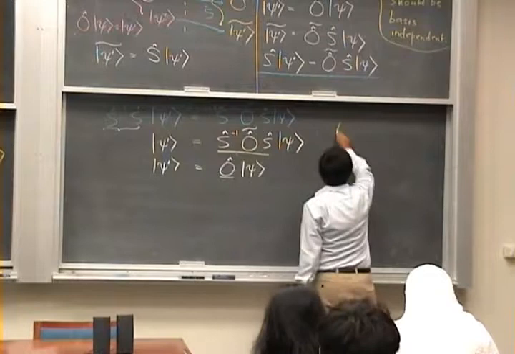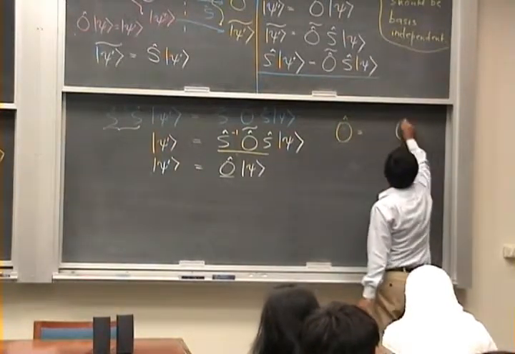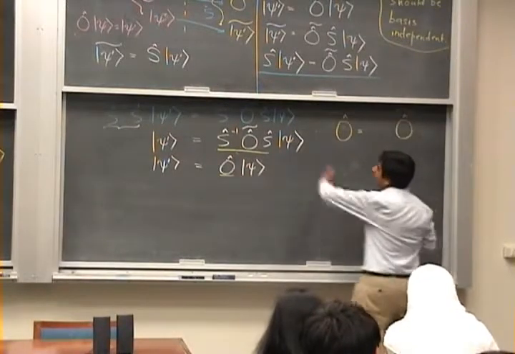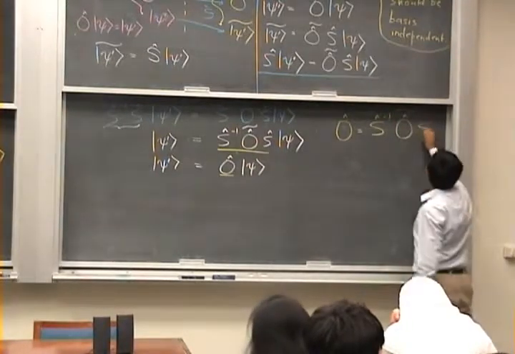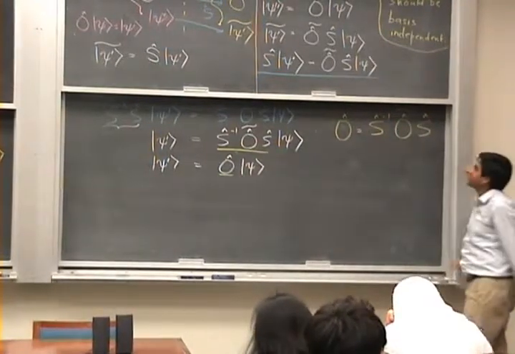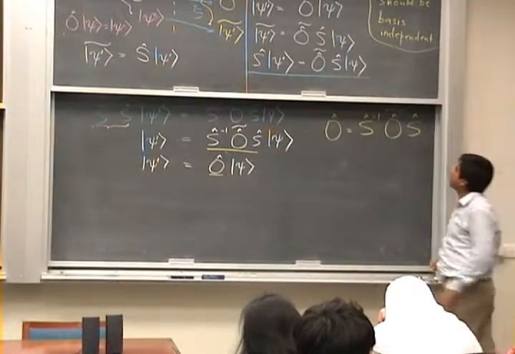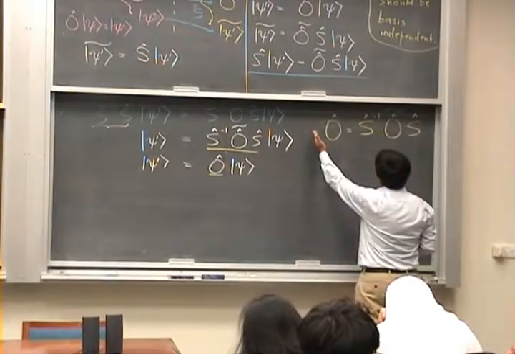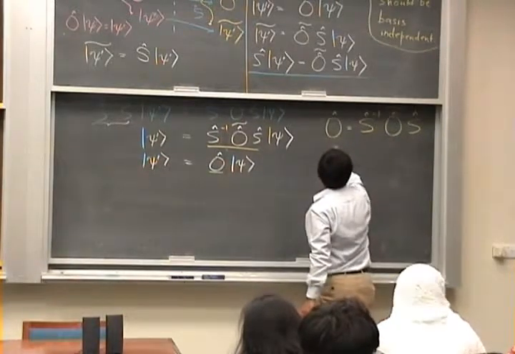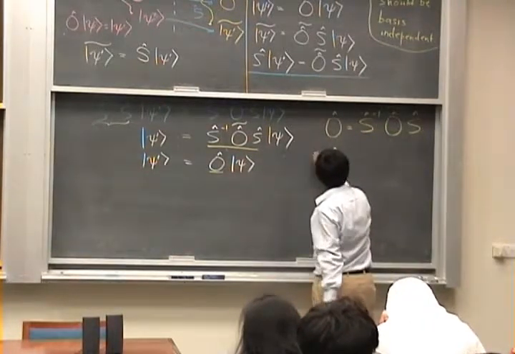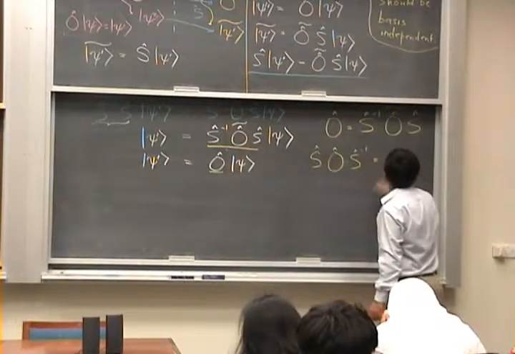Hence, the operator in the old basis must equal the operator in the new basis pre-multiplied by the inverse of S and post-multiplied by the similarity matrix itself. Okay. I could now pre-multiply both sides by S and post-multiply by S inverse and I would get the operator. So I get S here. I can put S minus 1, or the inverse of S, here. I would get this.